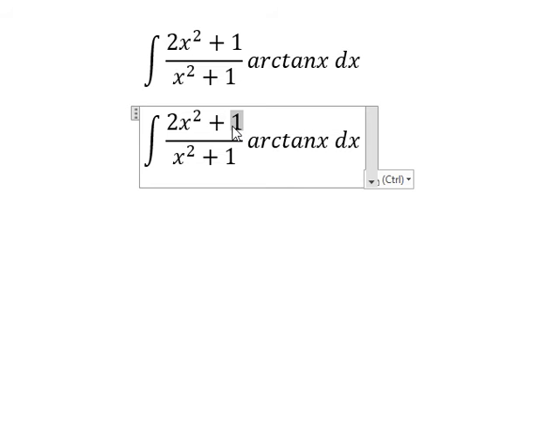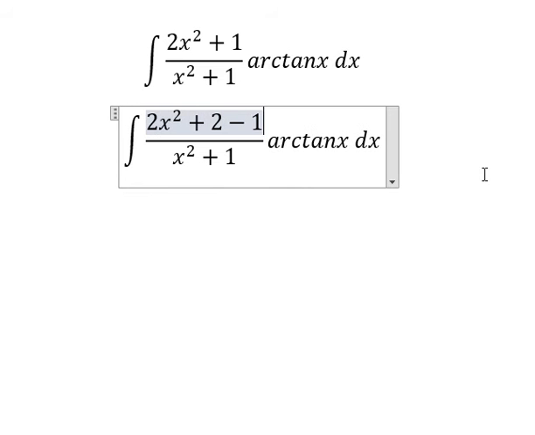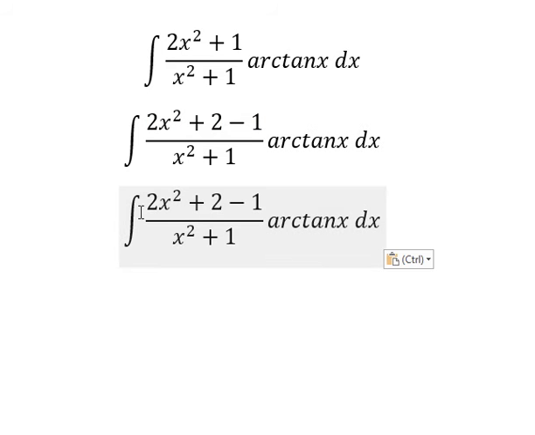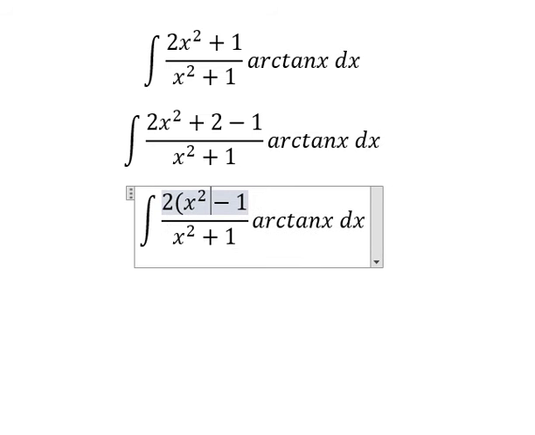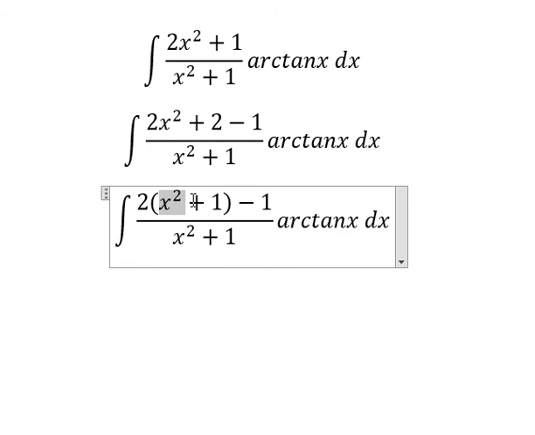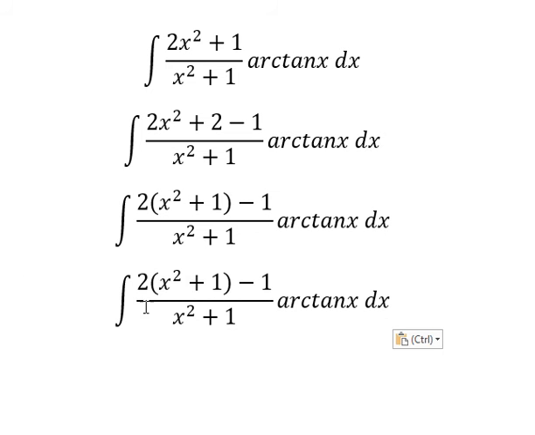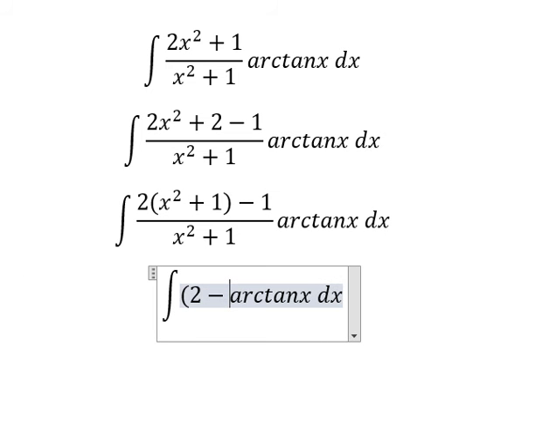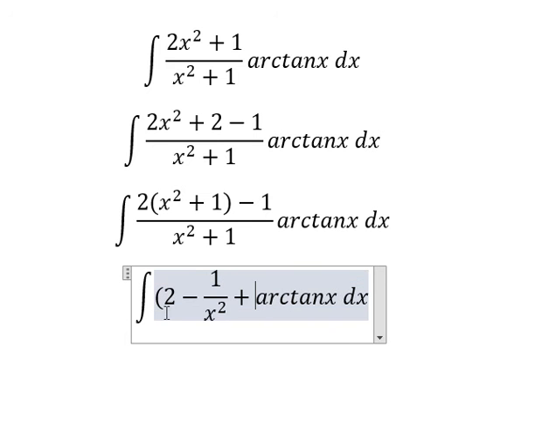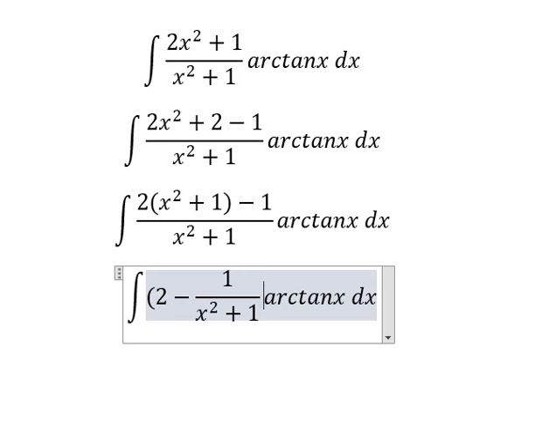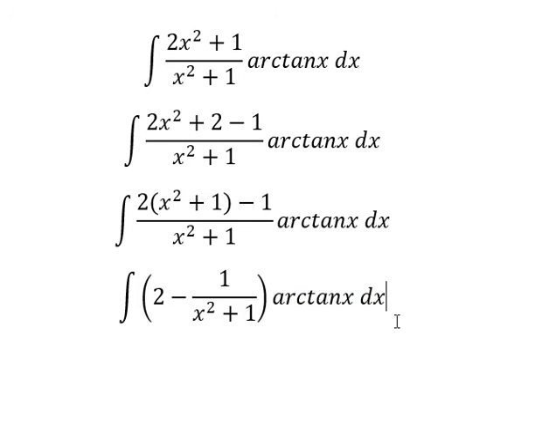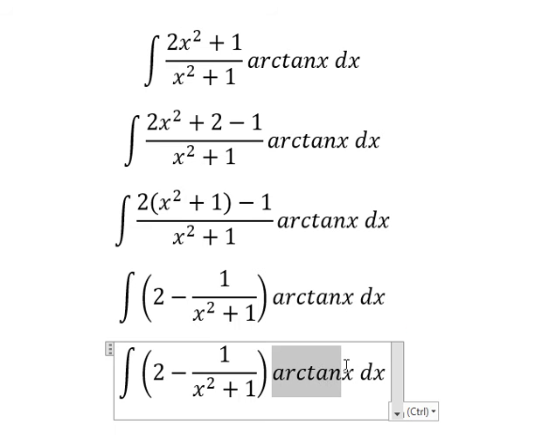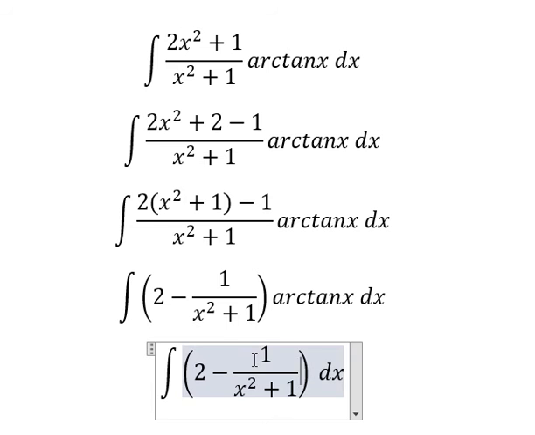Number 1, we can put into 2 minus number 1. Number 2, we can do factorization. So s squared plus 1 divided by s squared plus 1, you will get 2 minus 1 over s squared plus 1. And we know that arctan of s will multiply by number 2 and 1 over s squared plus 1.